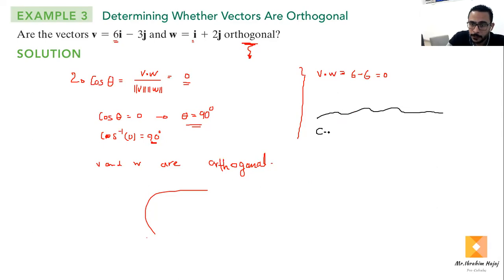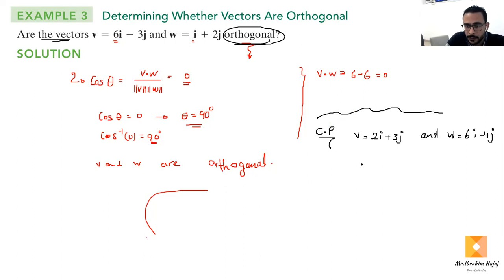Are the vectors v equals 2i plus 3j, so vector v is 2i plus 3j, and w equals 6i minus 4j, orthogonal? The same question: are the vectors orthogonal?